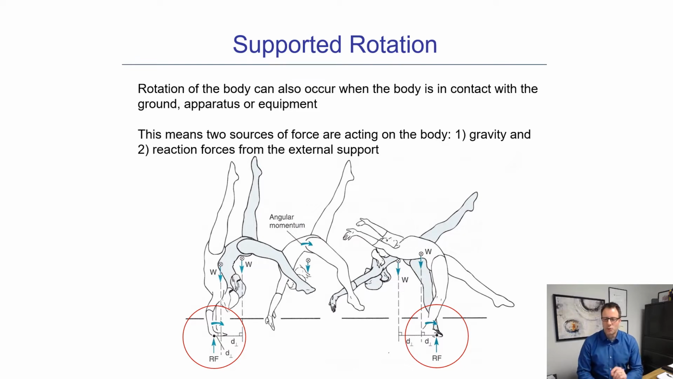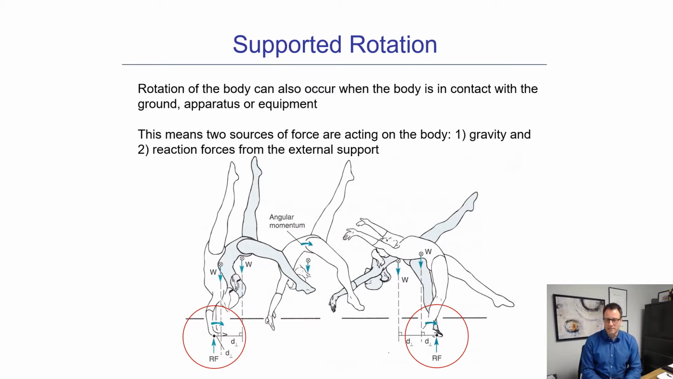Today, you are in contact with the ground, or with a piece of apparatus. And so long as you're in contact with the ground or that apparatus, the center of rotation can be something other than the center of mass. But in order to maintain that, you have to have reaction forces. As soon as those reaction forces go, you immediately revert to rotating about the center of mass.